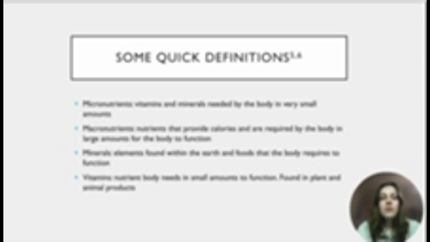Minerals are elements found within the earth and foods that the body requires to function. Like I mentioned earlier, this would be like calcium, iron, and magnesium. Vitamins are nutrients that the body needs in small amounts to function. They are found in plant and animal products.